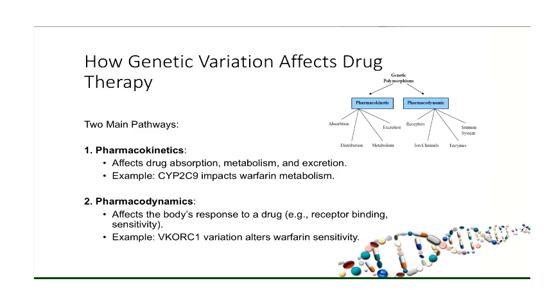Genetic variation affects drug therapy in two main ways: pharmacokinetics and pharmacodynamics. Pharmacokinetics refers to how the body processes a drug, such as how CYP2C9 impacts warfarin metabolism. Pharmacodynamics, on the other hand, involves how the body responds to a drug, such as how VKORC1 variations alter warfarin sensitivity. Together, these insights guide more precise and effective treatment plans.